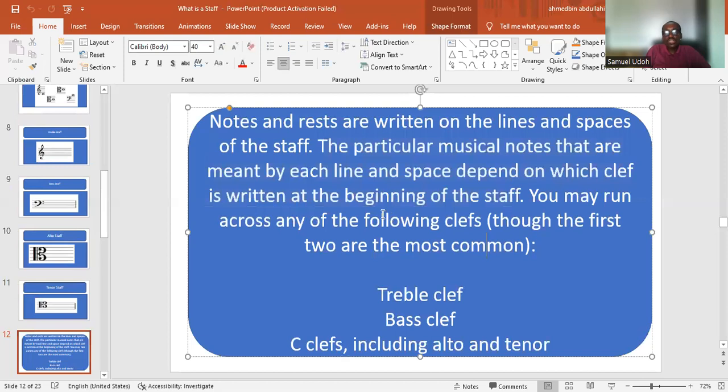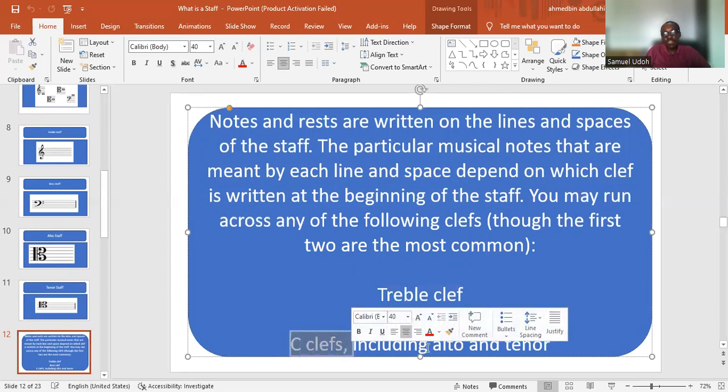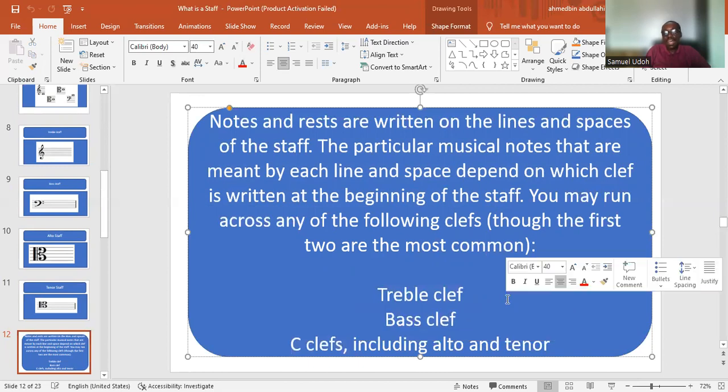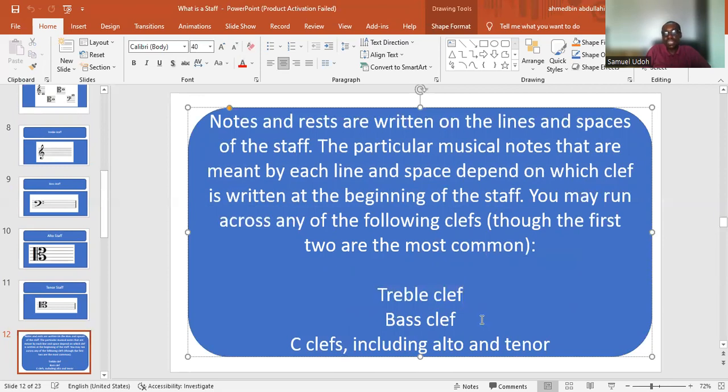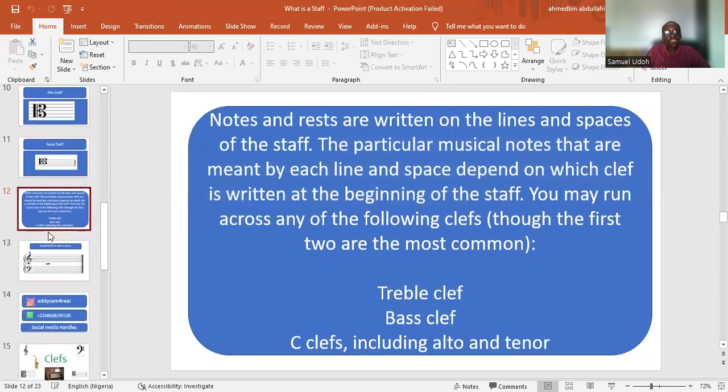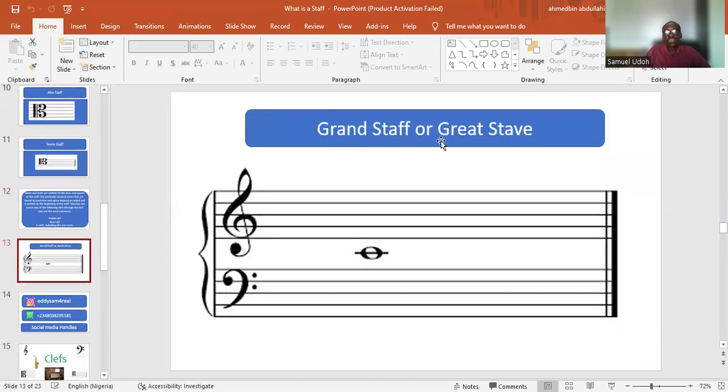You may run across any of the following clefs, though the first 2 are the most common. You can come across the treble clef, the bass clef, or the C clefs, which are the C alto clef and the C tenor clef. But the 2 most common kinds of clef are the treble clef and the bass clef.